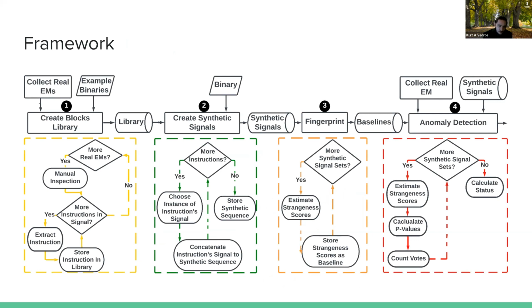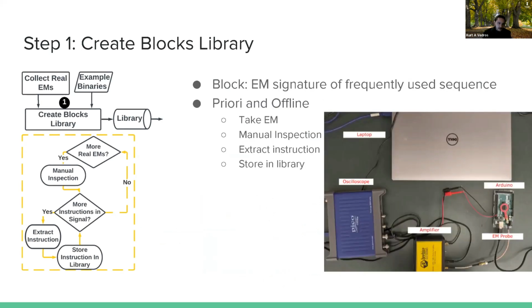So the overall framework to our approach is illustrated here, and it contains four main steps. The first step is to create a library of the basic building blocks. The basic building blocks, like we said before, correspond to the electromagnetic signature. And in our case, we relied on any frequently used instruction sequence.